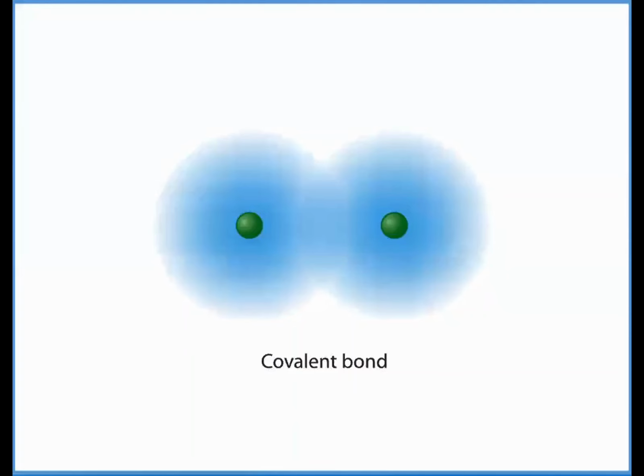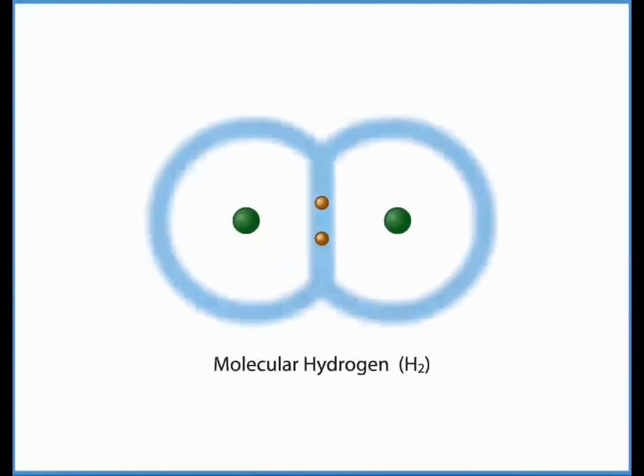Many atoms form covalent bonds. In covalent bonds, electrons are shared by both atoms. The first energy level in atoms can hold 2 electrons. By sharing electrons in a covalent bond, each hydrogen atom has a full outermost energy level.